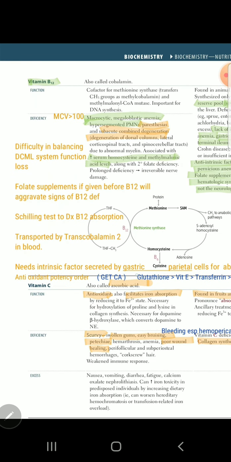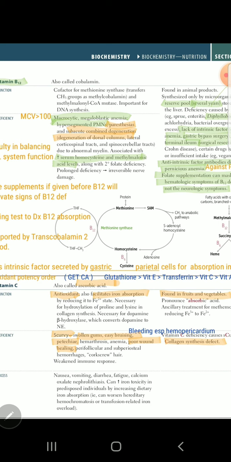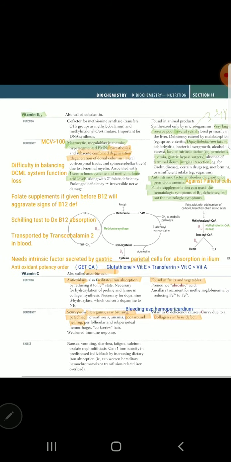Needs intrinsic factor secreted by gastric parietal cells. We know that anti-intrinsic factor antibodies are produced. Then antioxidants: many vitamins are antioxidants. Vitamin C, ascorbic acid, is very important. You can remember glutathione, that is not a vitamin but a molecule.